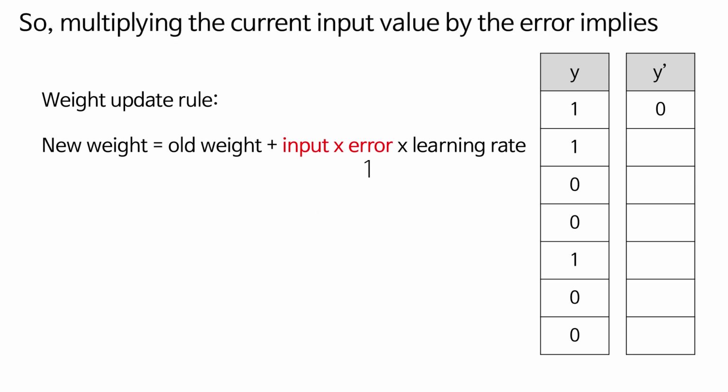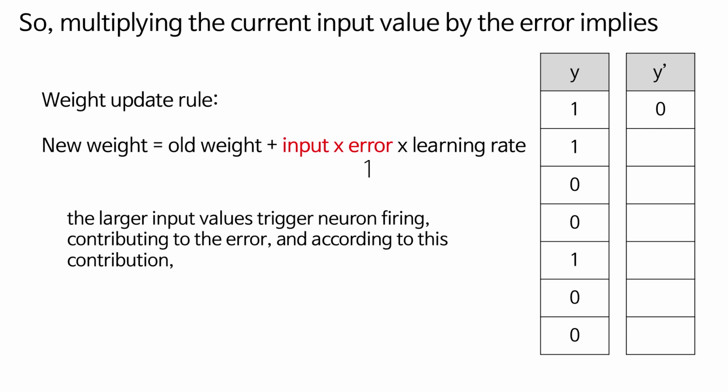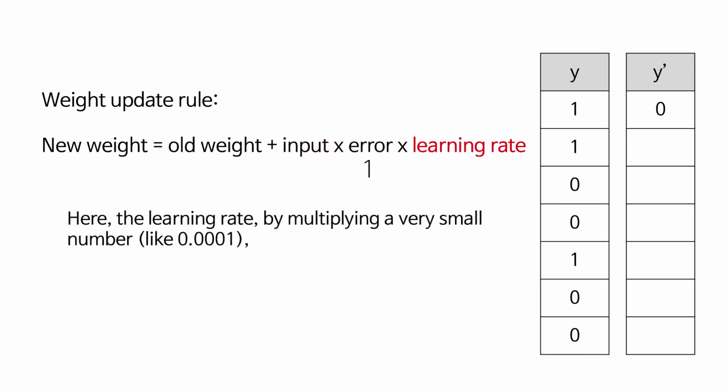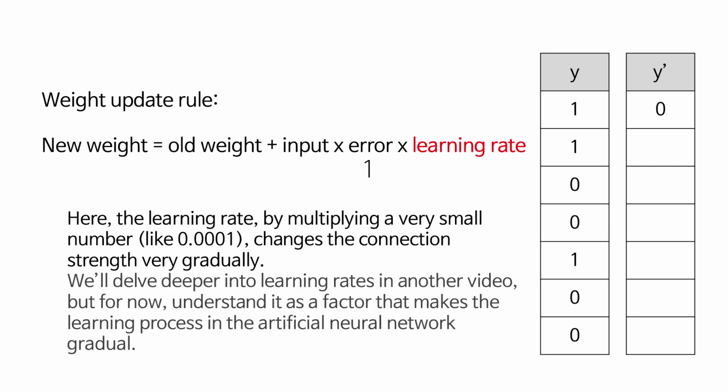So, multiplying the current input value by the error implies the larger input values trigger neuron firing, contributing to the error, and according to this contribution, we add to the current connection strength to create a new connection strength that reduces the error. Here, the learning rate, by multiplying a very small number, like 0.0001, changes the connection strength very gradually. We'll delve deeper into learning rates in another video, but for now, understand it as a factor that makes the learning process in the artificial neural network gradual.